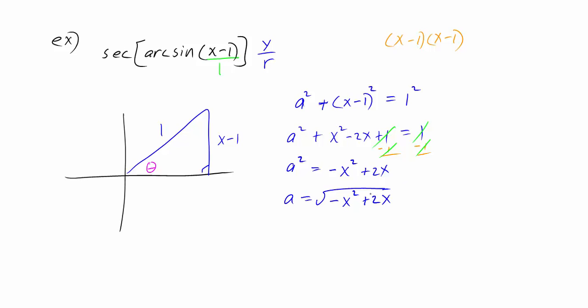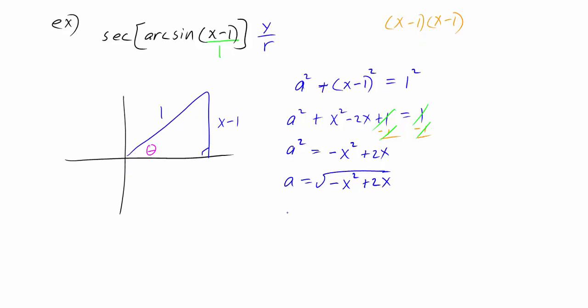Now, it is okay to leave the answer as the square root of negative x squared plus 2x. You may see it written this way. Again, because this is addition, we could switch the order. Having the negative sign in front maybe looks not as clean, you might say. So we could write this as simply 2x minus x squared, and that would be the same thing. So I'm going to write this as the square root of 2x minus x squared.